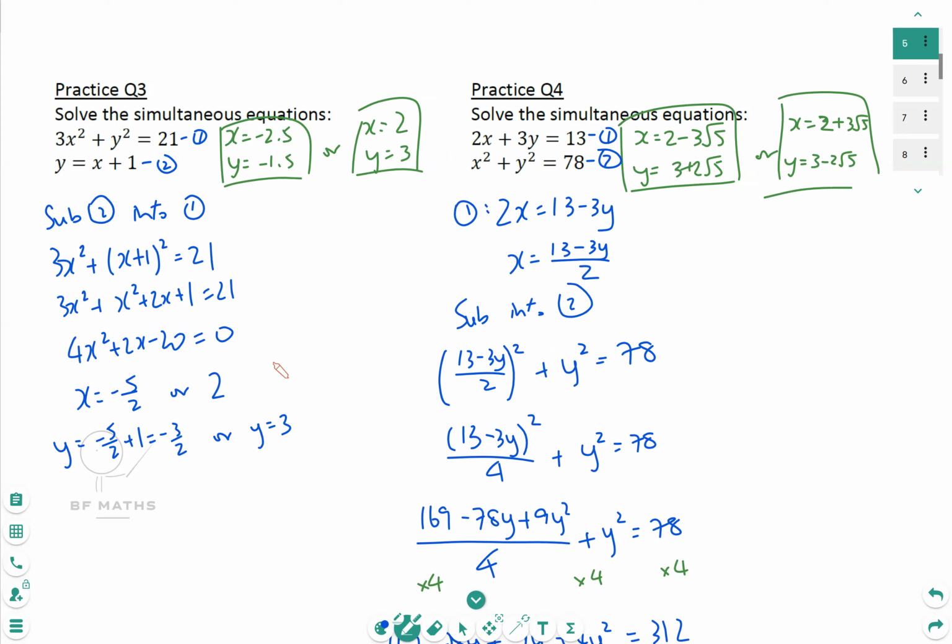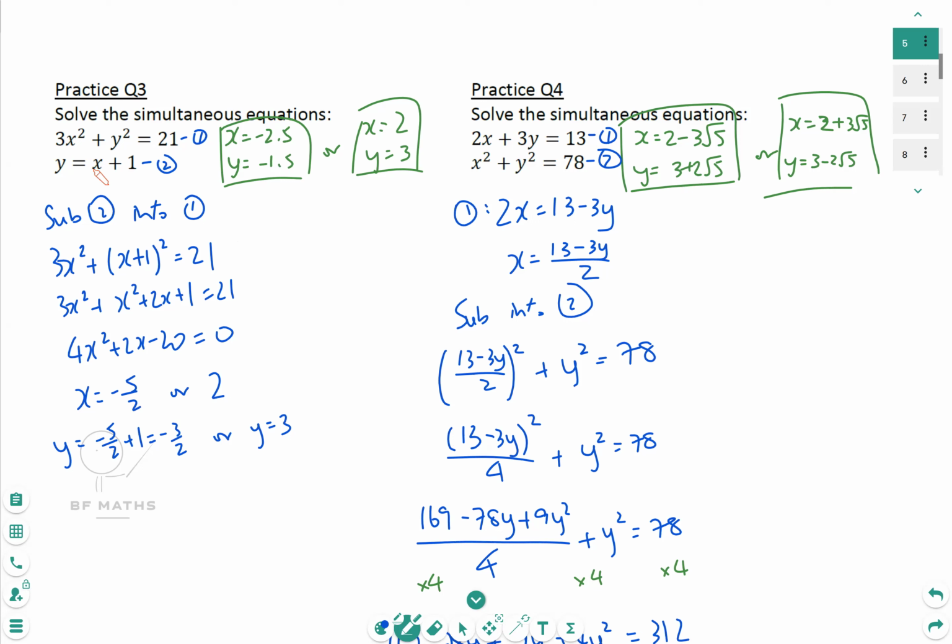If you got it wrong, have a look at the working out below, see why you got it wrong. If you got nothing wrong, you got it right, well done to you. So you can finish the video. That's the end of the lesson for you. But if you didn't, let's have a look why.